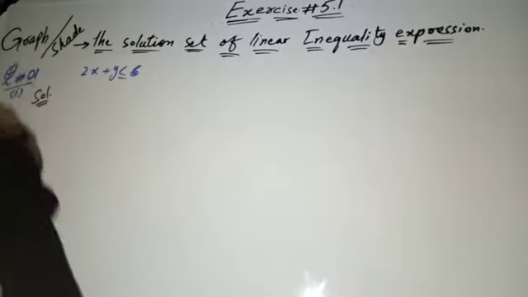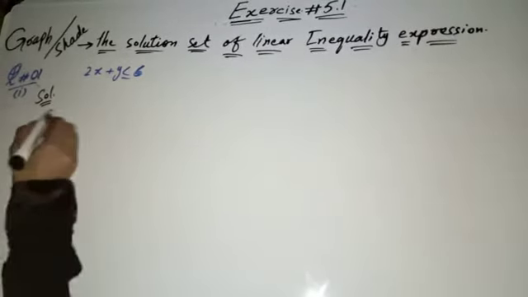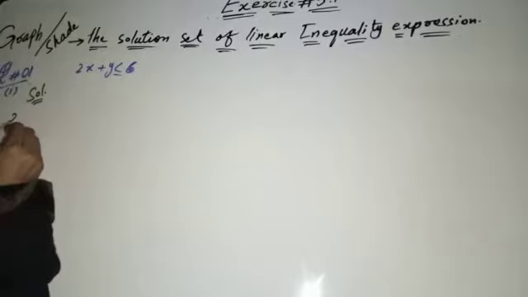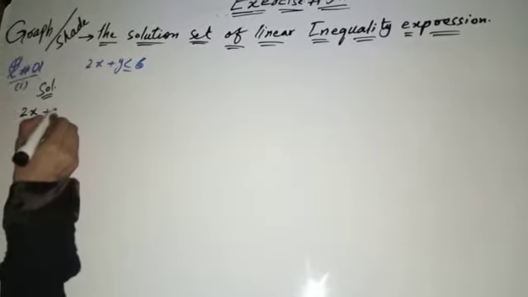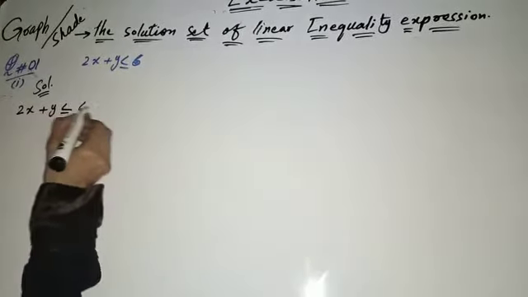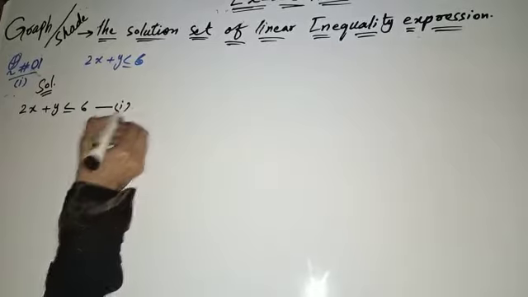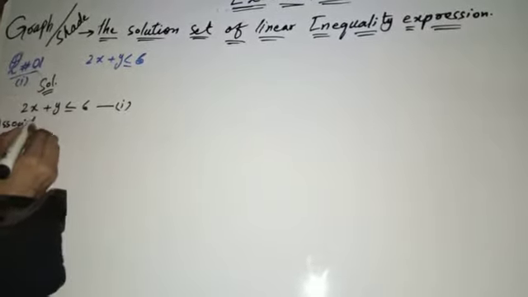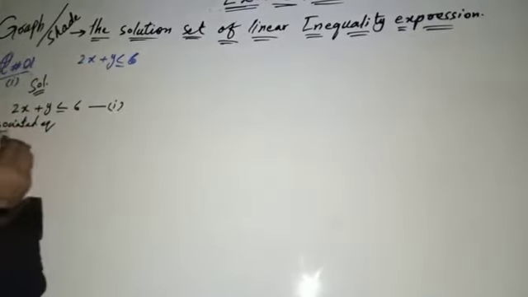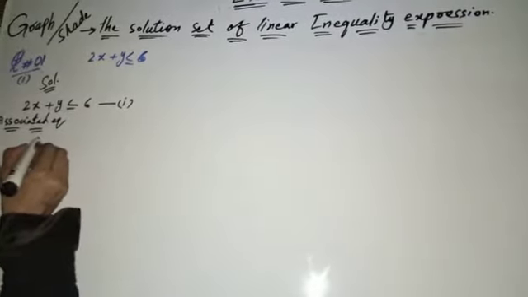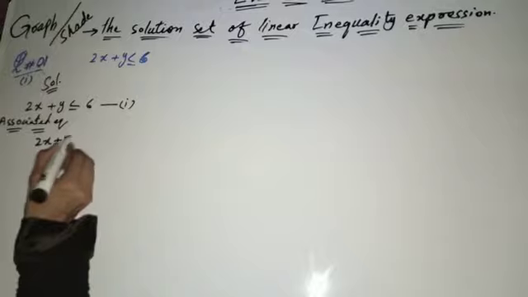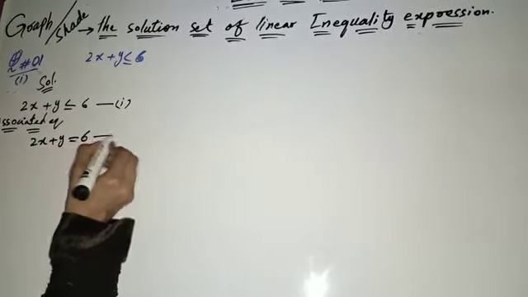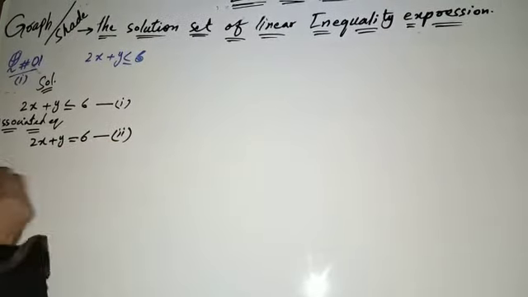To calculate its graph, I am starting the solution. First of all, write the given linear inequality expression, that is 2x plus y is less than or equal to 6, as equation number 1. Now calculate its associated equation. Associated equation means you write any inequality expression into equality form: 2x plus y is equal to 6. This is equation number 2.